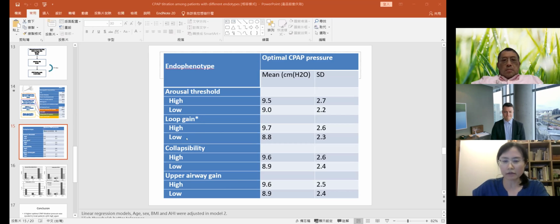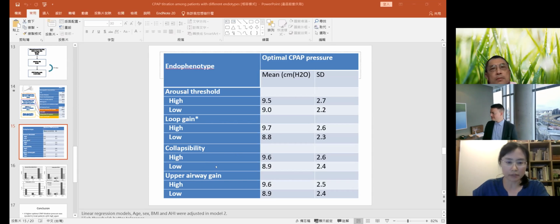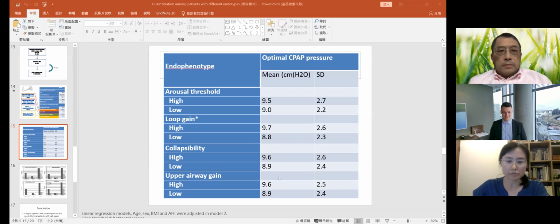Patients with a high loop gain also reach a higher optimal CPAP pressure. We would like to explain this: patients with a higher loop gain have a more unstable respiratory pattern. So we would need a higher CPAP pressure to stabilize their respiratory pattern. And it is also very reasonable that patients with higher collapsibility would need a higher CPAP pressure. And patients with a higher upper airway gain also need a higher optimal CPAP pressure.